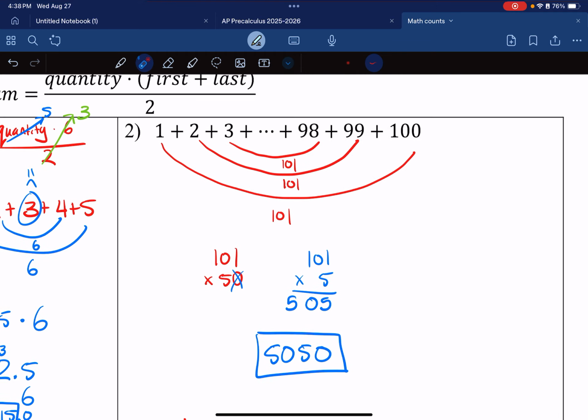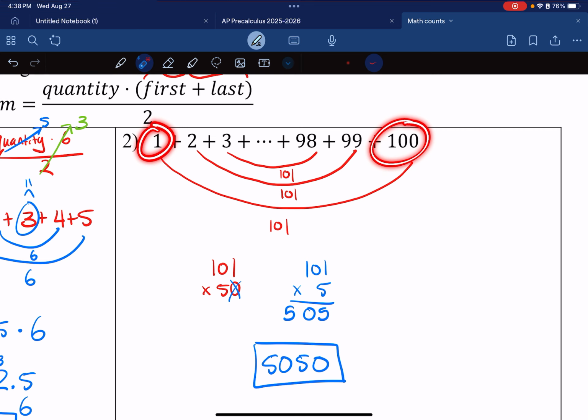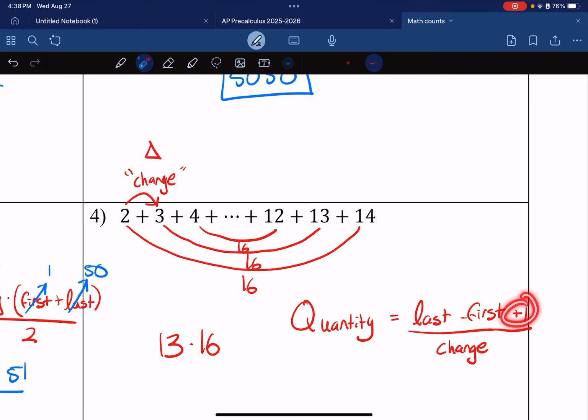Let's check up here. To find the quantity, we knew that the quantity was 50, well, I guess it's 100 of these, and then we divided by 2 to get 50. But the quantity should have been 100. Again, it's last minus the first. 100 minus 1 is 99, and then you always add 1, so there's a total of 100.